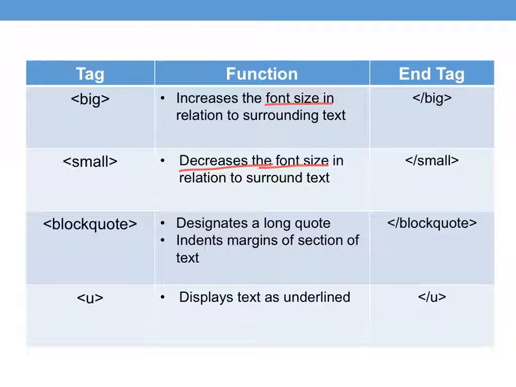Then the blockquote kind of designates a long quote. You've seen these in textbooks and in reading books before. It basically indents it in and makes it look like a blocked out quote. It's basically for a section of text that you want to stand out because it is quote-like text. Kind of self-explanatory there. And then the U tag is how you underline text. So if you want something to be underlined, you surround it with the U tags.